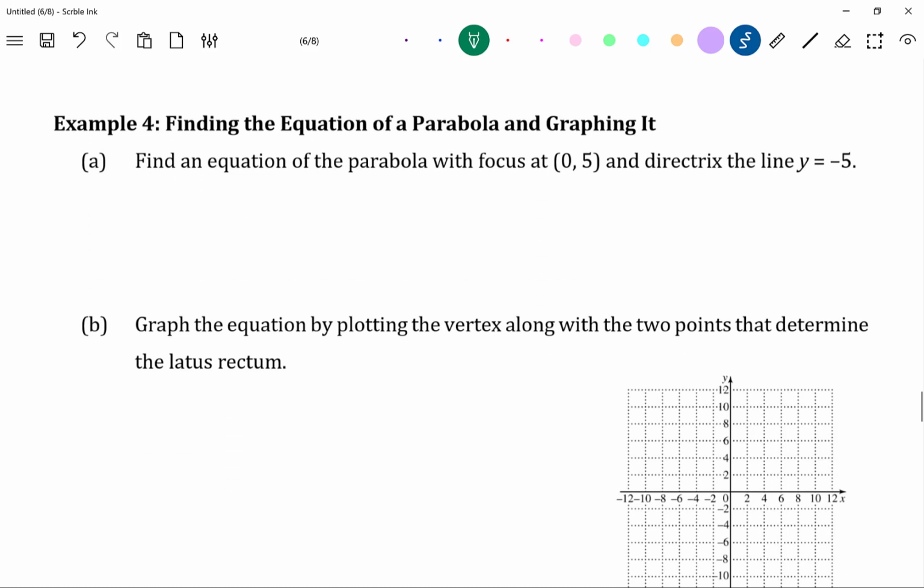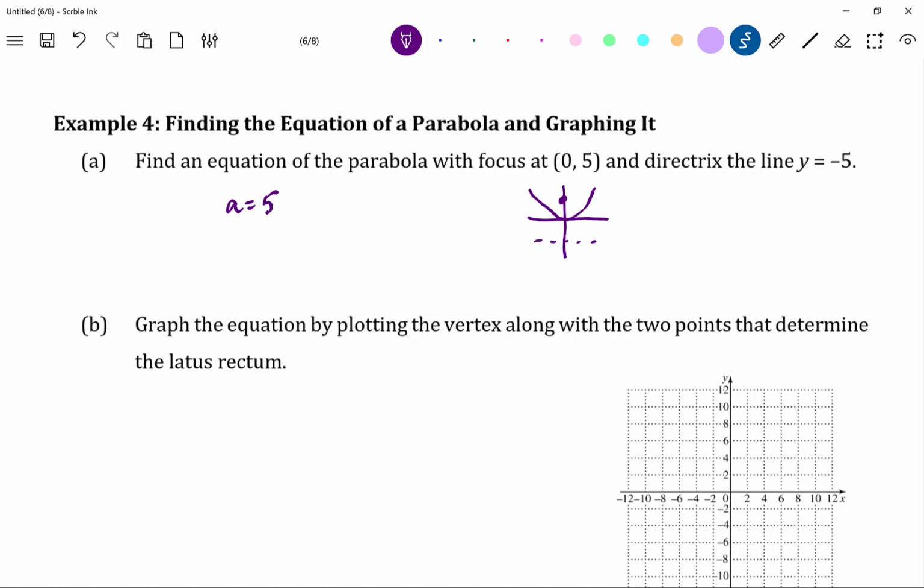Next example, equation of the parabola with focus at 0, 5. Find the equation of a parabola, focus at 0, 5, and directrix the line y is equal to negative 5. So what this tells me is that a is equal to 5. Since a is equal to 5 and the parabola has directrix at negative 5 and focus at 5, I'm assuming that this parabola is going to be open up.